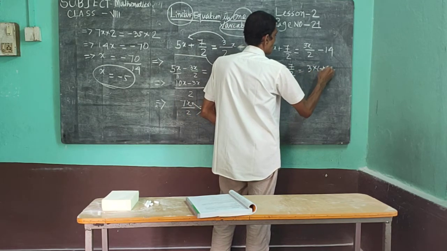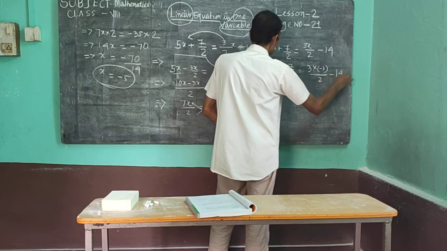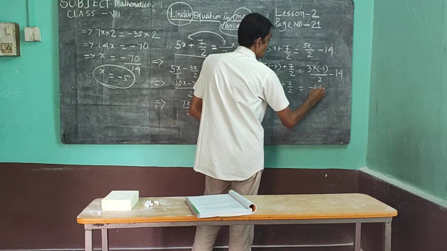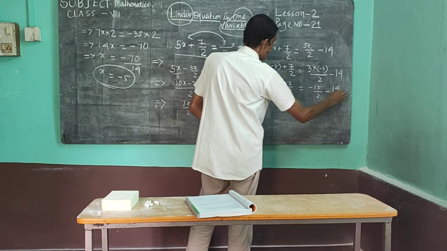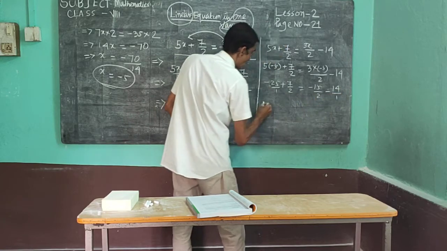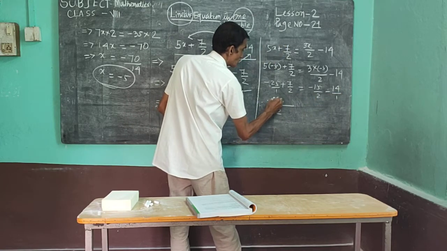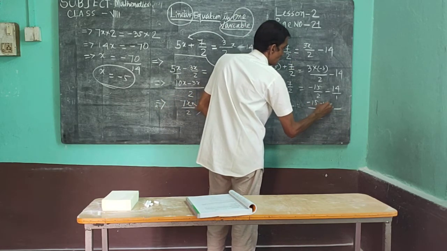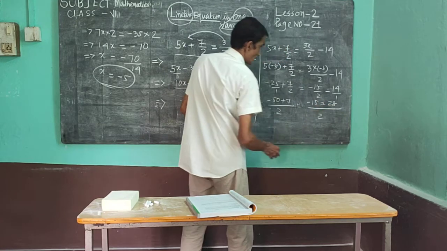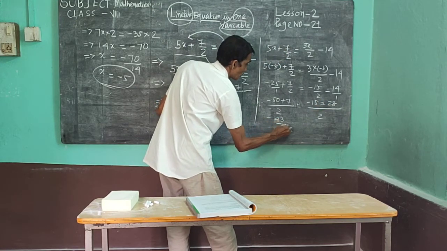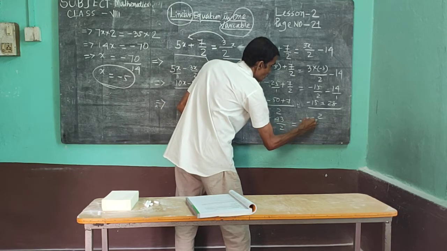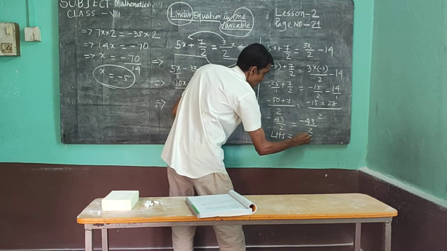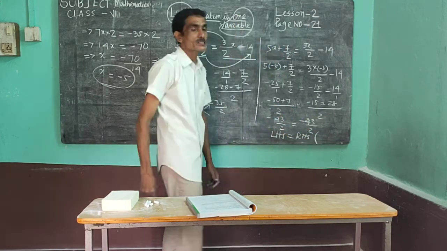3 into minus 5, what am I getting here? Minus 15 plus 7 upon 2, minus 15 by 2 minus 14. Both are fractions. We can solve by taking their LCM. Minus 30 plus 7, minus 15 minus 28. So minus 43 upon 2, minus 43 upon 2. I got LHS equal to RHS. Hence my answer is the correct one.